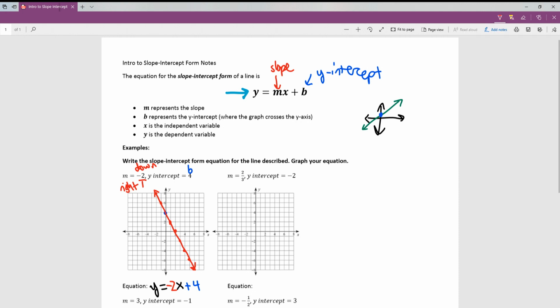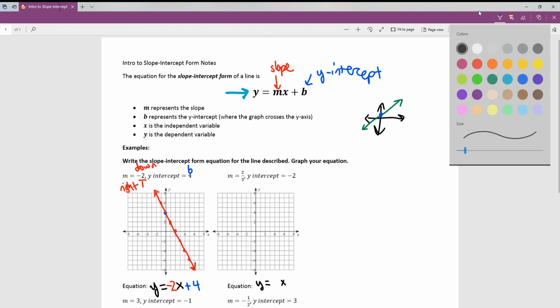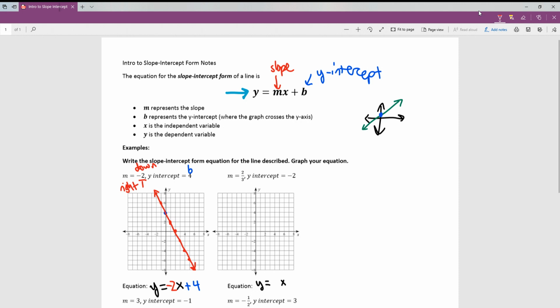Let's try another one. Again, I'm going to pre-fill my equation, and I know it's going to start with y equals, and there's going to be an x in it. What goes where? M is 2/3, so 2/3 goes in front of x. The slope number goes in front of x. And then my y-intercept, or b, is -2. I could do plus -2, but that's kind of redundant. I'm just going to write -2 instead. I would still count plus -2 as correct, though.